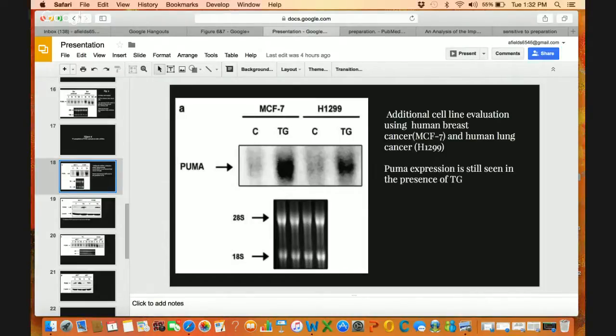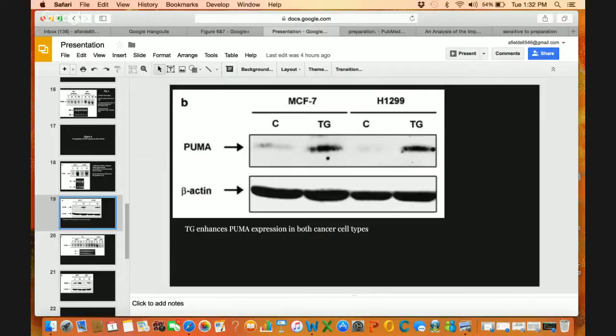And this is a northern blot. This shows that the mRNA is present. Here in figure B, you can see the cell lines again, and they look at the wild type and the null P53 gene exclusively, and we can continuously see that TG still upregulates PUMA as well.